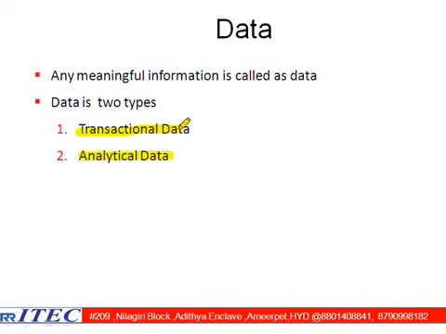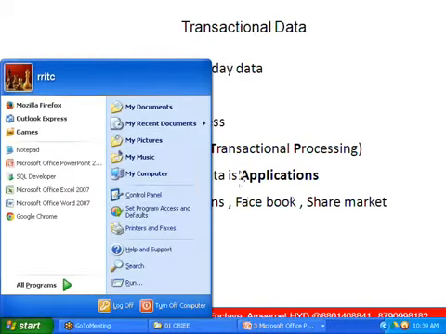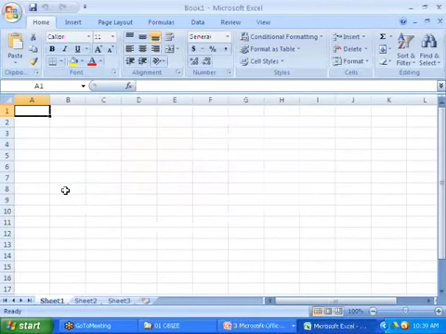Transactional data is very, very useful to do one activity. That activity is what, sir? Running the business. But still we have one problem with the transactional data. What is the problem? We need to understand. Let us go for one example. I am taking one bank. That bank is called ICICI Bank.